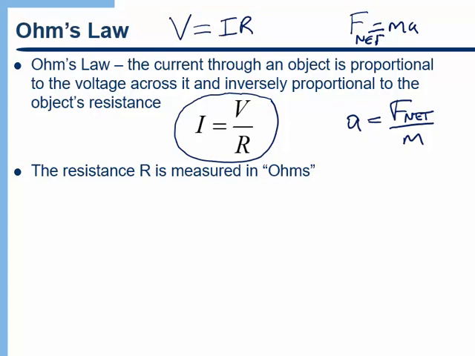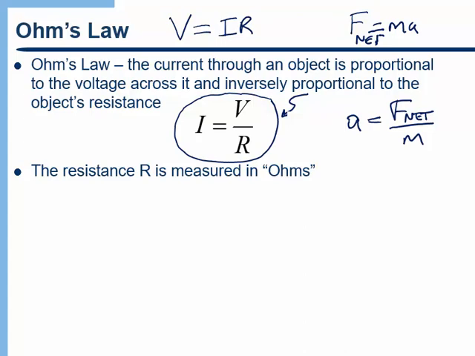A higher voltage causes a higher current. A current does not cause a voltage. Okay, so that's why I want you to always think about Ohm's law in this way. The other quantity here is resistance. And resistance is just what it sounds like. It's how easy or hard it is for current to flow through an object or a wire.